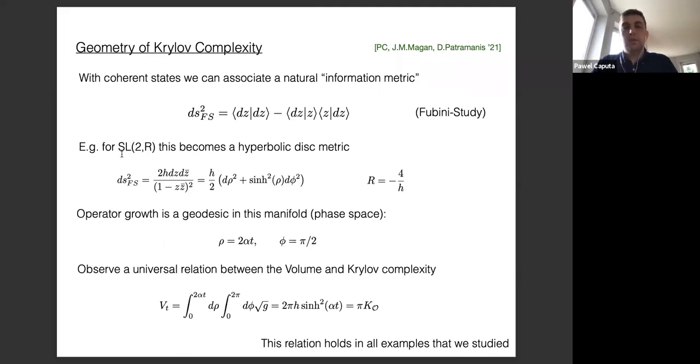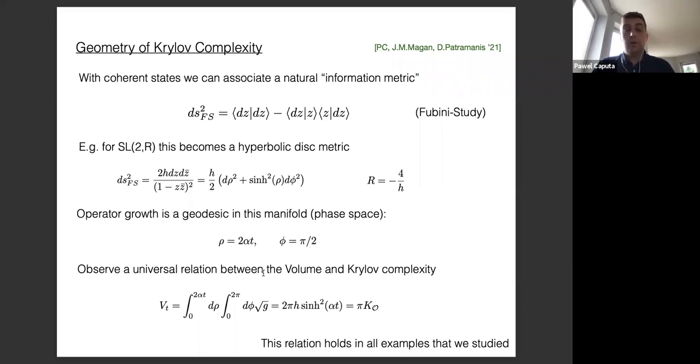And basically for the SL(2,R), this geometry becomes nothing but the hyperbolic disk. So it can be written in terms of a complex coordinate or this rho and phi. And this geometry is negatively curved. The curvature is given by -4/h. And as I was saying, the operator growth, as we study for the SYK model, for example, is nothing but a geodesic in this manifold, or a geodesic in this phase space, given by rho equals alpha t at fixed phi equals pi/2.